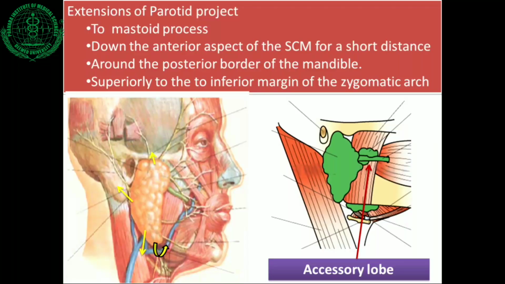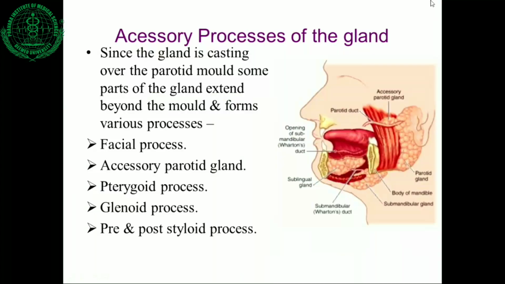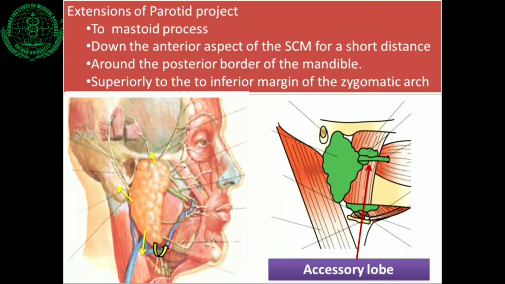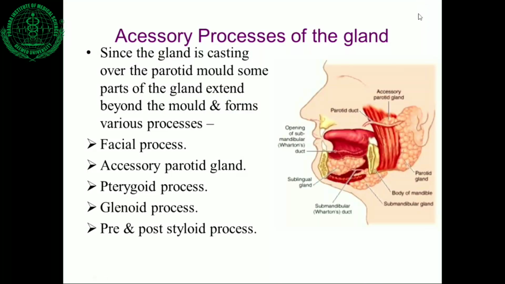In this PPT, the yellow arrows show the extensions from the gland. One extension is to the mastoid process, then another extension is to the anterior aspect of the sternocleidomastoid. Then one extension is towards the posterior border of the mandible. These are the extensions from the parotid gland.